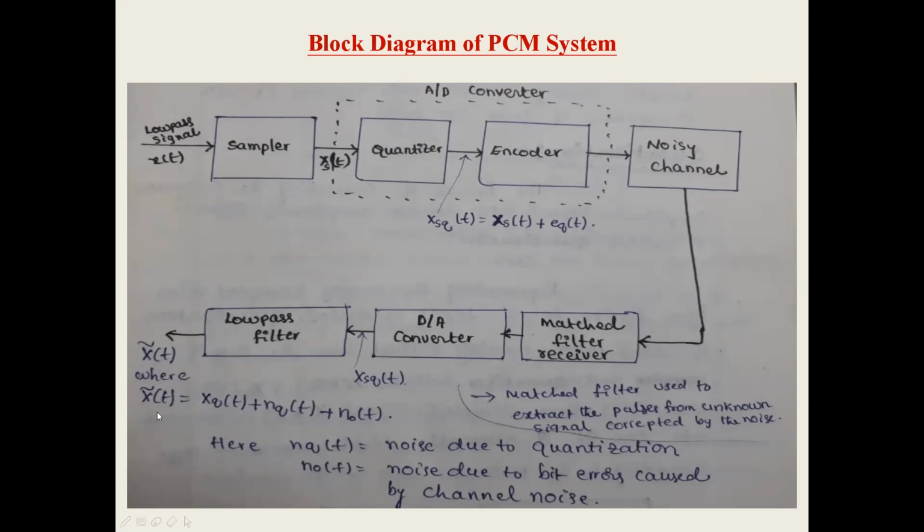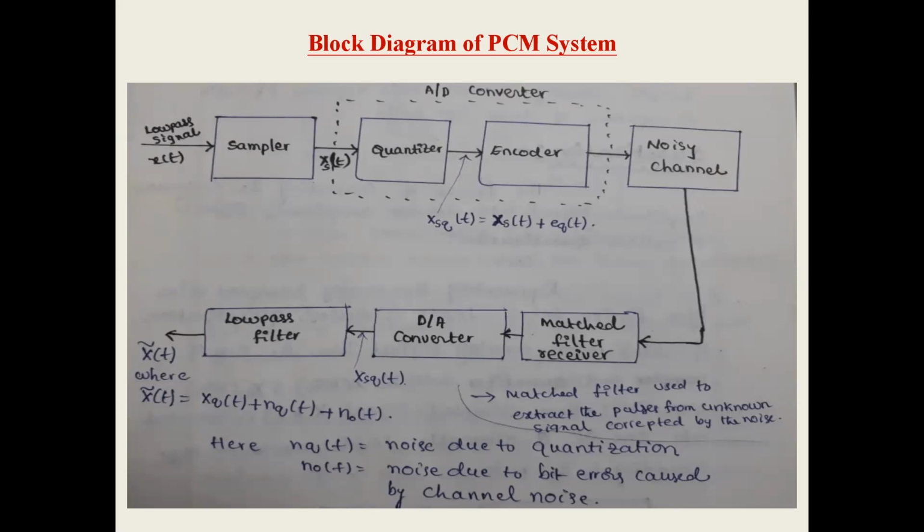of T. Here X bar of T equals XQ of T, that is the quantized signal, plus NQ of T, that is the quantization noise, plus N naught of T, that is the noise which is present in the channel. So that is because of the channel noise. NQ is the noise due to the quantization, and N naught is the noise due to the channel. So this is the block diagram of the pulse code modulation system, and there is no need for any confusion.